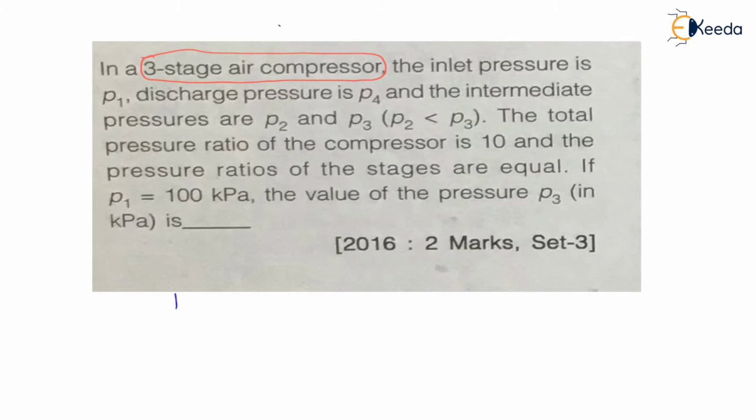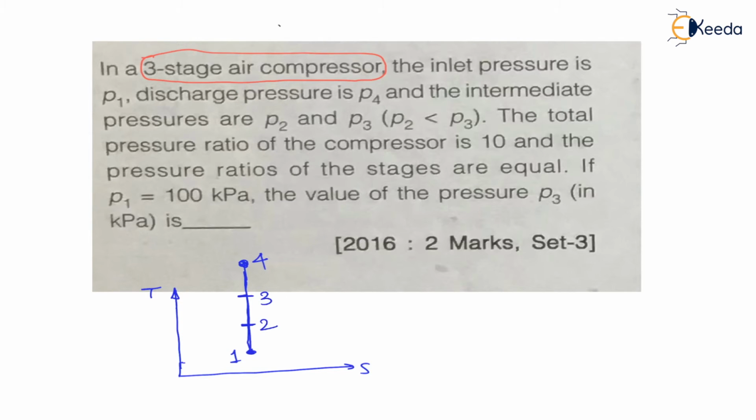Let us say the process is compression. If I draw a temperature versus entropy diagram, it is reversible adiabatic compression. So for a reversible adiabatic compression process, the entropy remains constant and temperature increases. Therefore here the compression is like this, from 1 to 4. And my dear students, there are intermediate points 2 and 3, and P2 is less than P3. Therefore the 2 point will be somewhere here and 3 point will be somewhere here, right?